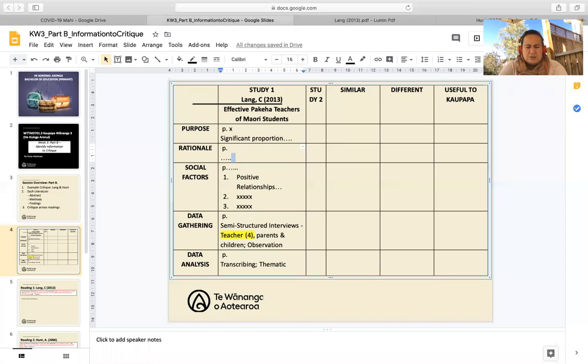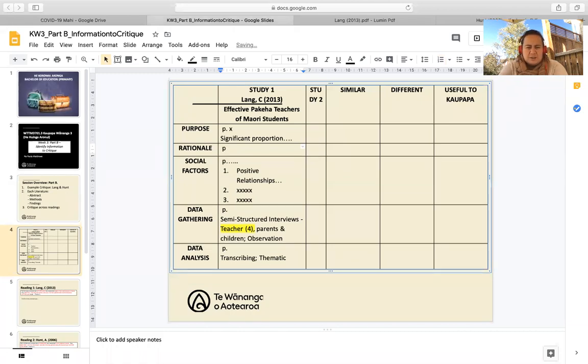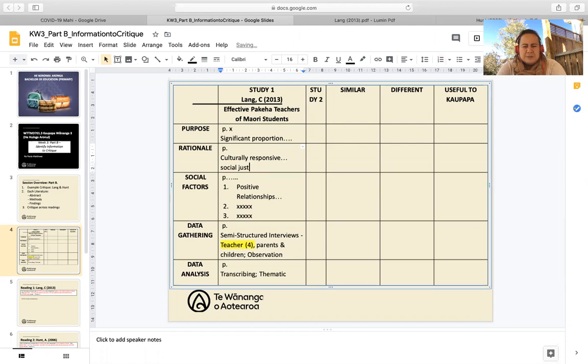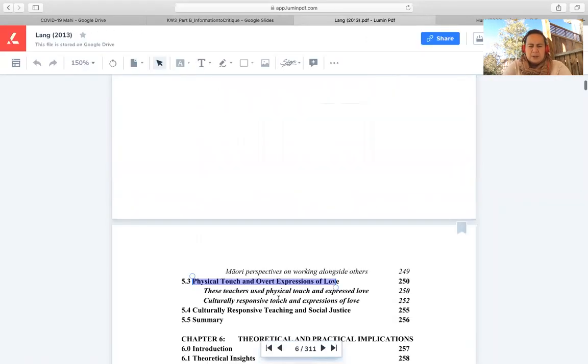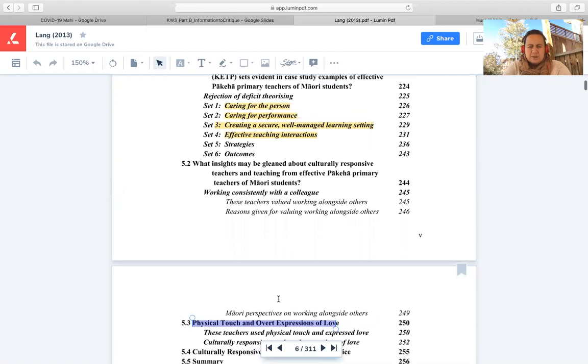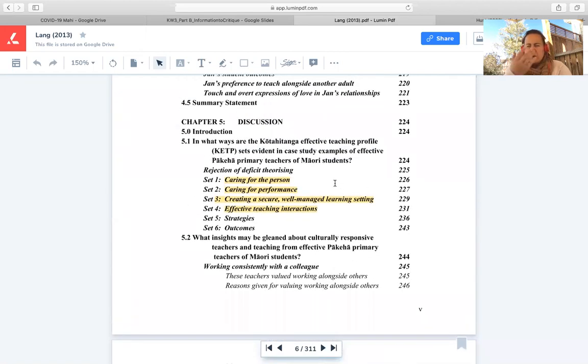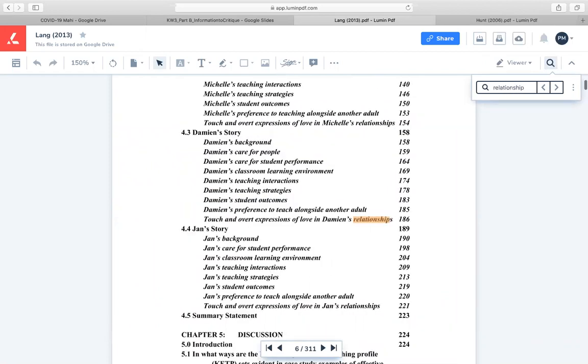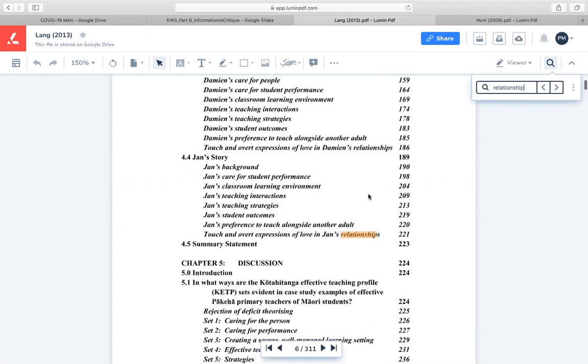The rationale is to try and culturally responsive teaching as social justice. Okay, and then I'd go back up here. Sorry, just going to go nice and slowly, and go back and just quickly read through. But what I'm going to do now is just do a search and go for relationships. Anyway, it's in there somewhere.